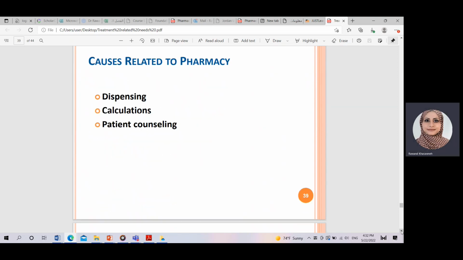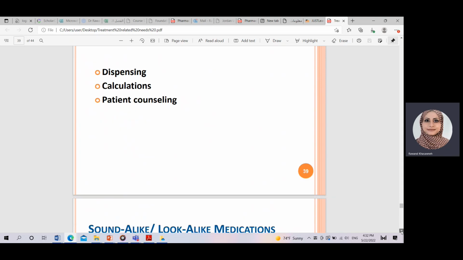Causes related to the pharmacy, as we just mentioned, may be related to the dispensing procedure, to the dispensing measures that are followed by the system, to errors in calculation, and to errors related to lack of patient counseling or lack of patient education. The most common one in pharmacy is the wrong dispensing, the wrong strength of different medications.